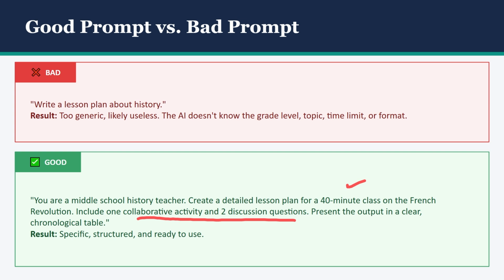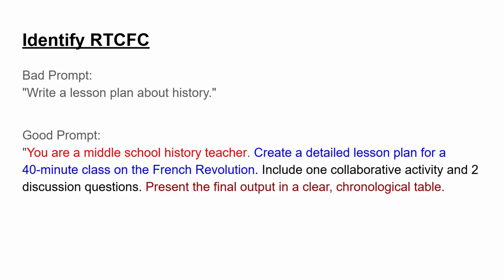So this will depend on the subject. If you are a history teacher, you may need a different kind of stuff in your classroom. If you're a science teacher, you may need a different kind of stuff. So you have to prompt accordingly. Present the output in a clear chronological table. So it's more specific. So have you identified the RT-CFC in this? Let's identify role, task, context, format, constraint in this prompt.